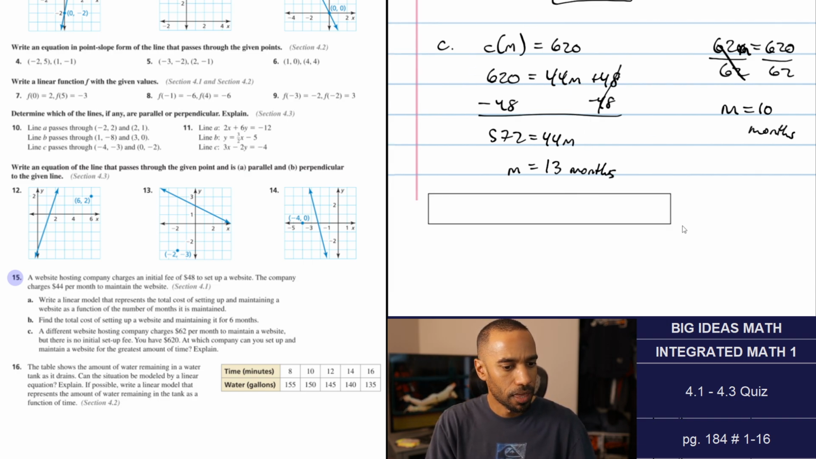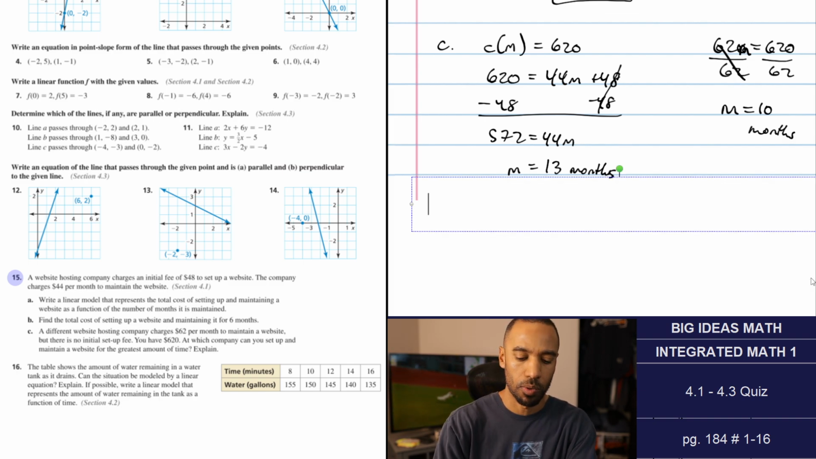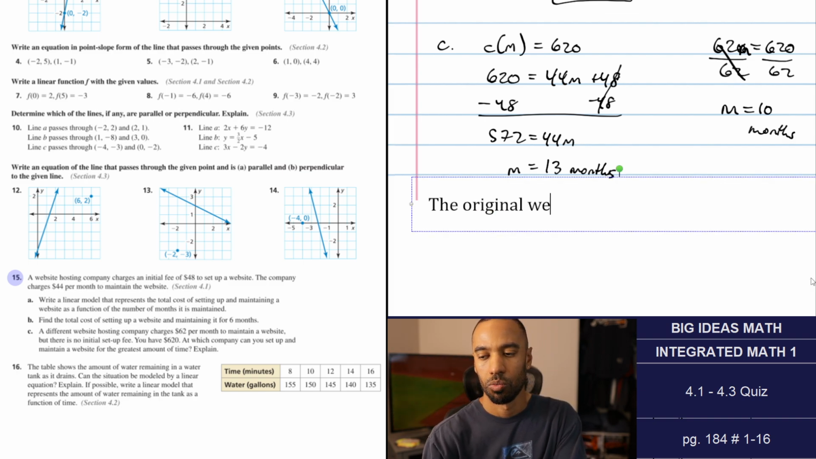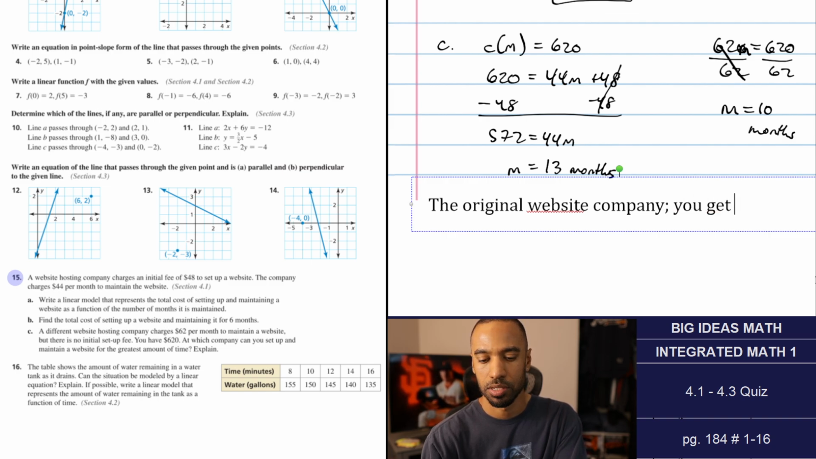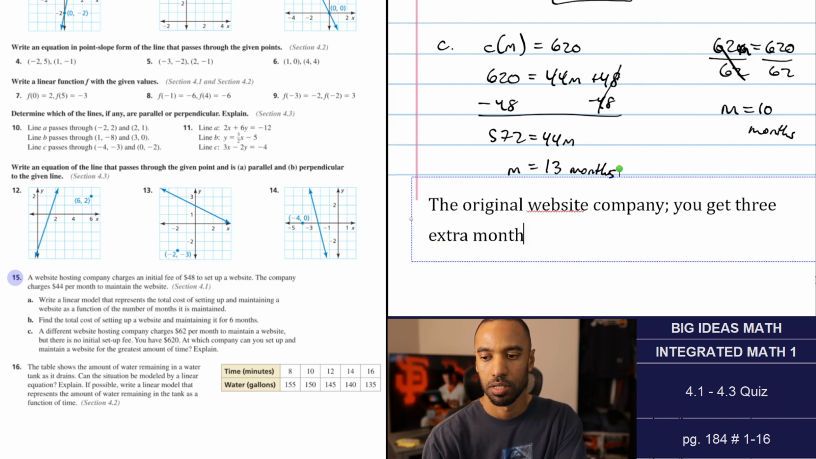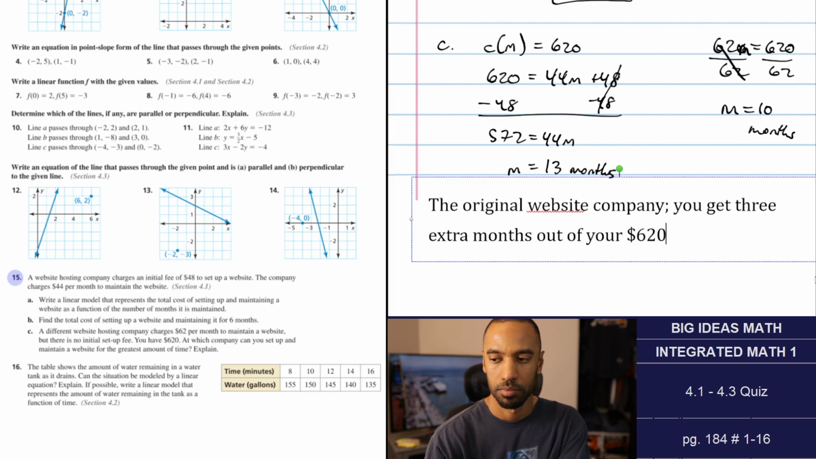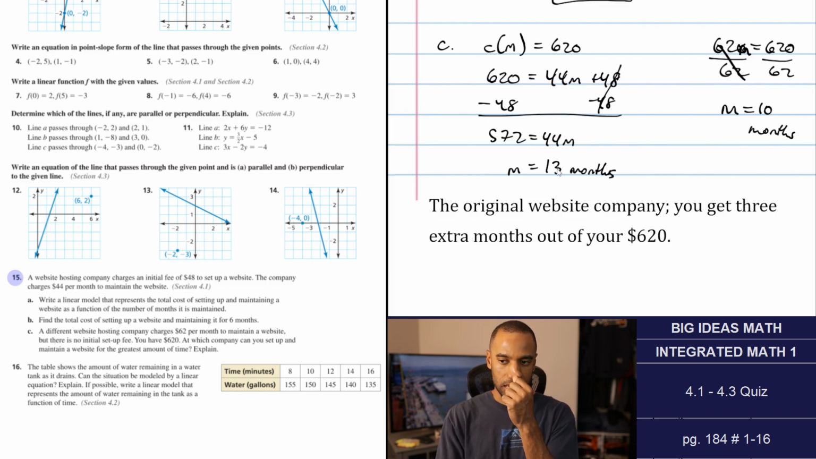What are they? Companies, website hosting companies. The original website company. You get 3 extra months out of your $620. 13 months versus 10 months. Whoa, I wanted to box that.